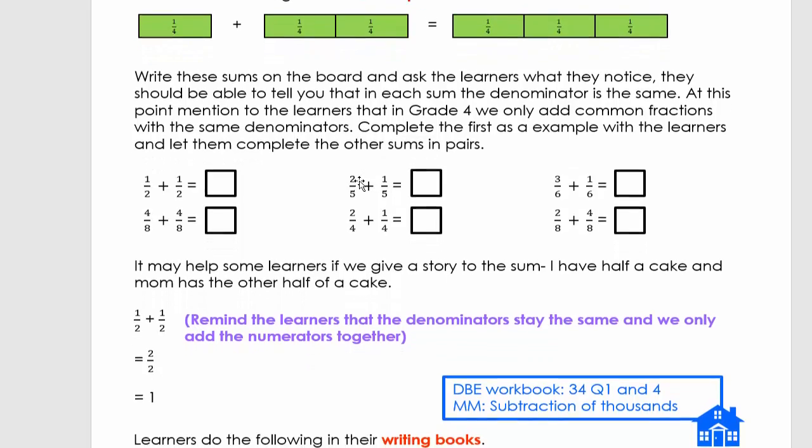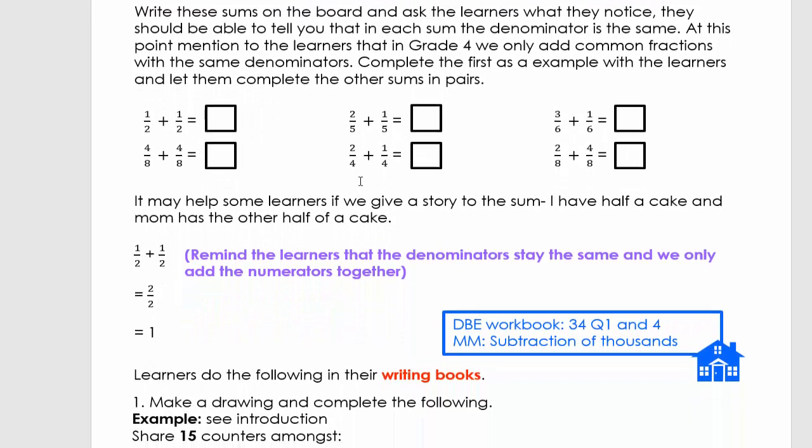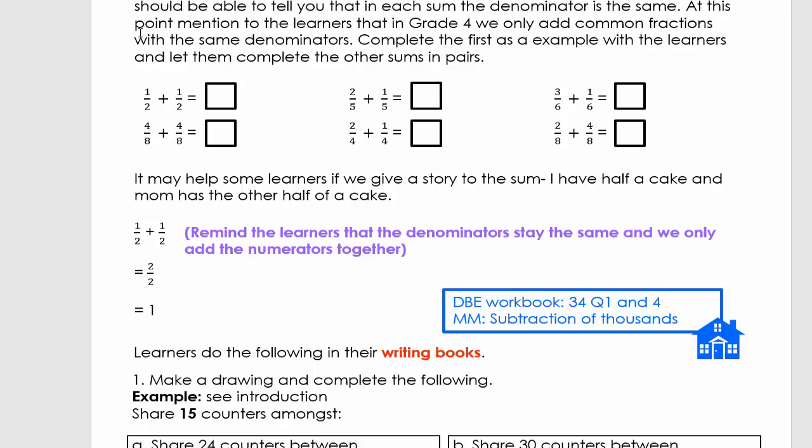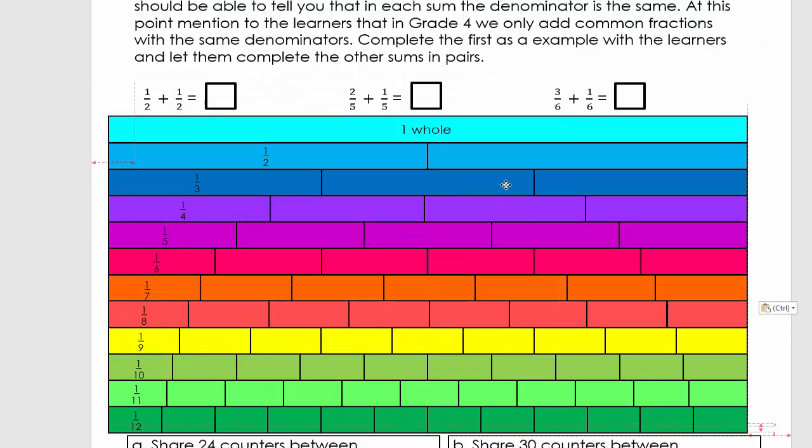Okay, welcome back. So now what we're going to do is, I just want to write this notice here to you. We're going to look at these number sentences, and using the board, you should be able to show every time that the denominator is the same. So the denominator is the bottom part. I'm just quickly going to bring the board back.